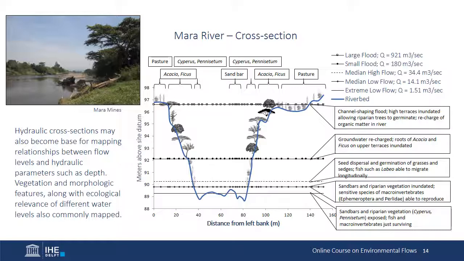Deeper depths and increased velocities are needed to inundate sandbars and support insect reproduction. Still deeper depths are needed for seed dispersal and to enable migration of fish along the river at the correct times of year. High flows are needed occasionally to recharge riparian groundwater, and large floods are needed infrequently to maintain the shape of the channel and inundate the highest levels of riparian vegetation. Ecologists map these needs onto the cross-sections, and the hydraulic modeler is then able to translate the requirements for depth and velocity into discharge magnitudes that will provide them.